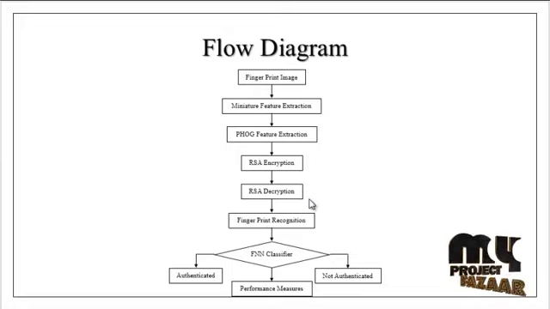After the decryption, the fingerprint recognition will be carried out. For this fingerprint recognition, we are using the FNN classifier. In this recognition, we have two kinds of options: one is authenticated, one is not authenticated. If the person is an authorized person, it will go to the authenticated process. If the person is not an authorized person, it will go to the not authenticated process.